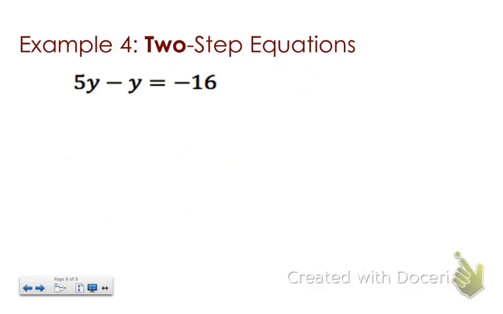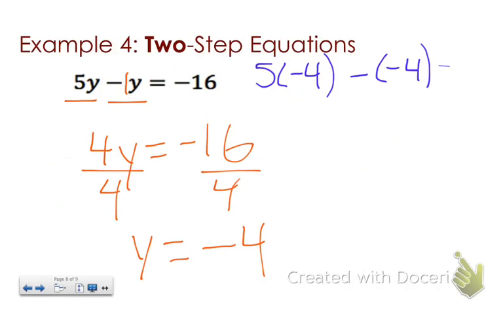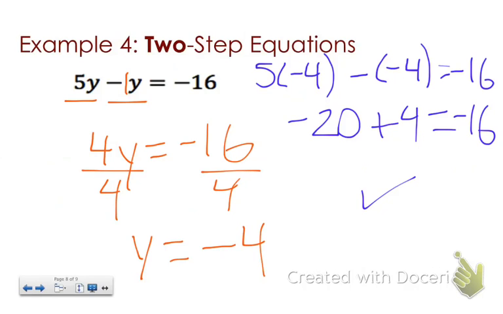Alright, and another type of two-step equation. This time we have like terms. So the first thing we have to do is combine those. Remember, if the coefficient isn't written there, that means it's a 1. So we're just doing 5y minus 1y, and we get 4y equals negative 16. And now we can divide by 4 on both sides, and y is negative 4. Let's plug it back in to make sure. So 5 times negative 4 minus negative 4, well, negative 20 plus 4 is negative 16. So we're good. And that's it for this section.